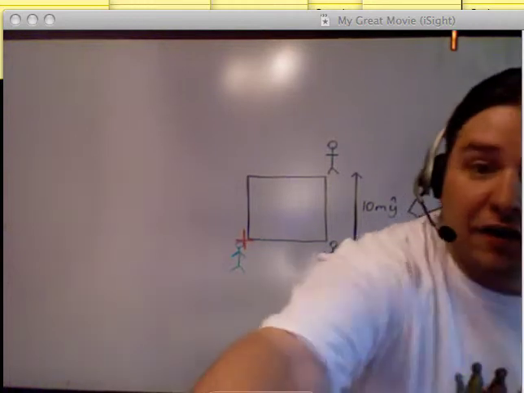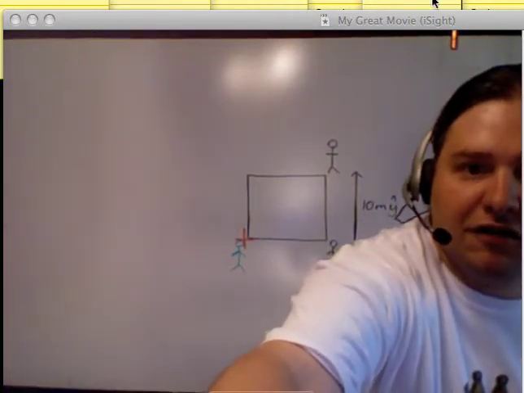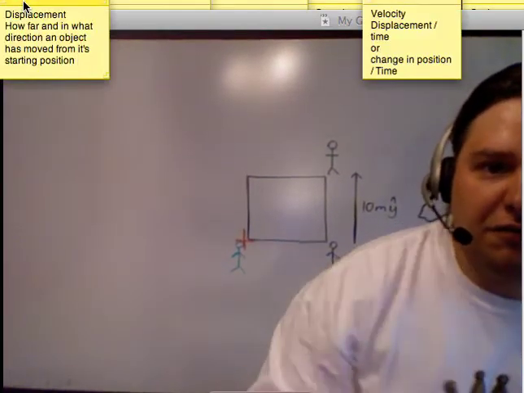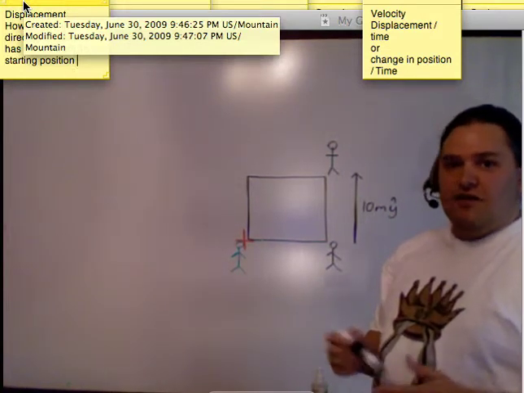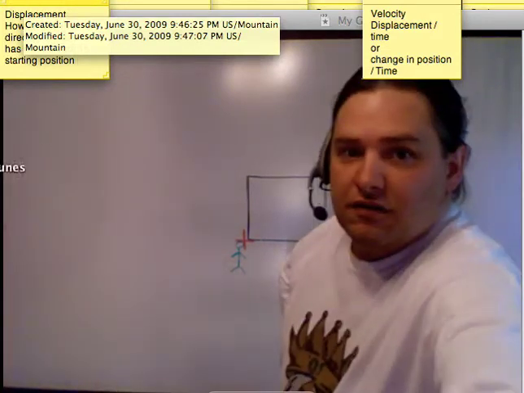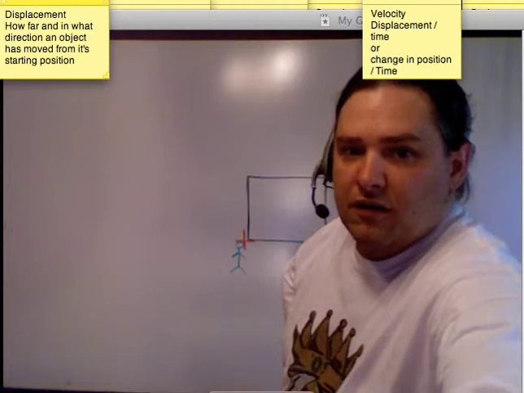Oh, really quick, here's a new little toy I found. Velocity, displacement. So that way I can put up a definition that you guys can see. Move that out of the way.